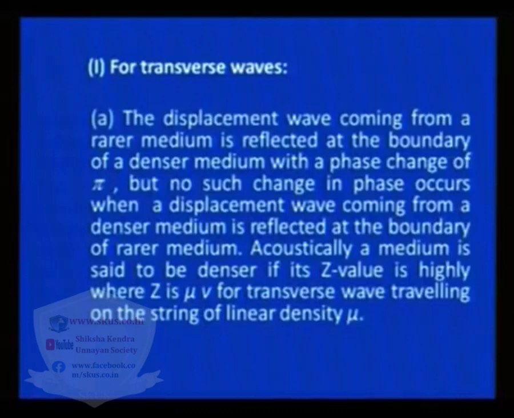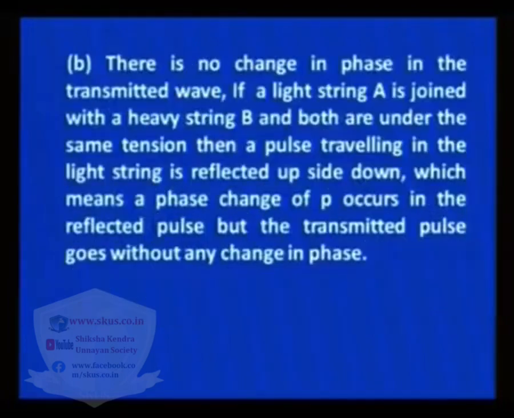If we are talking about transverse waves, then a displacement wave coming from a rarer medium is reflected at the boundary of a denser medium with a phase change of pi, but no such change in phase occurs when a displacement wave coming from a denser medium is reflected at the boundary of a rarer medium. Acoustically, a medium is said to be denser if its Z value is very high, and Z is equal to mu into V for transverse waves travelling on a string of linear density mu, and for longitudinal waves this mu will be replaced by volume density rho.